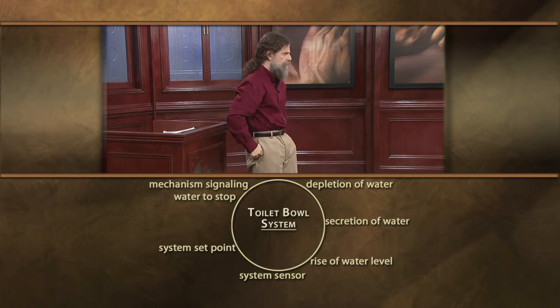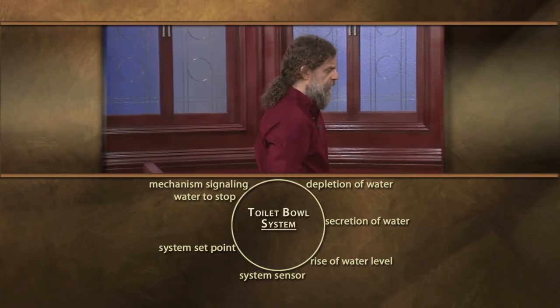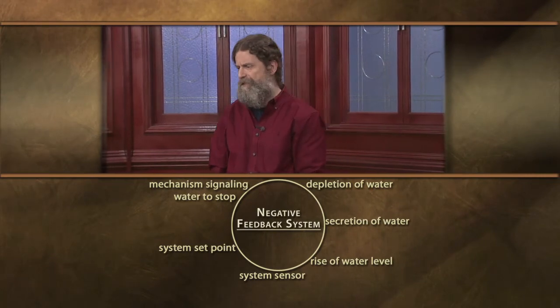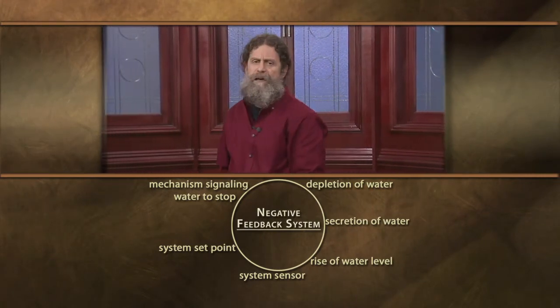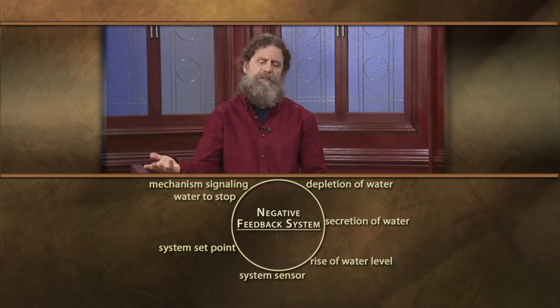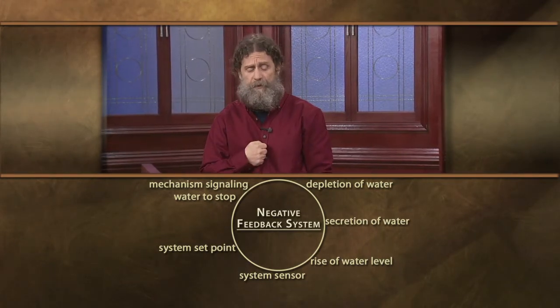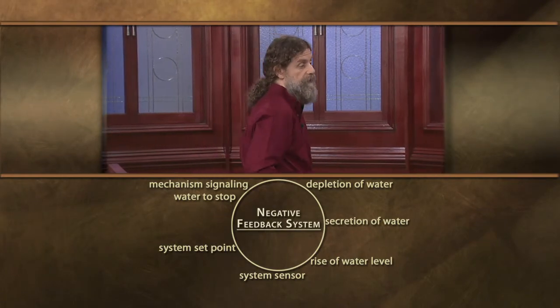And what we have here is what toilet-oriented engineers might call a negative feedback system, where you send a signal out and you have to have a set point, and when you reach that set point, that turns off the secretion of that. And there's just all sorts of physiological systems that work that way.